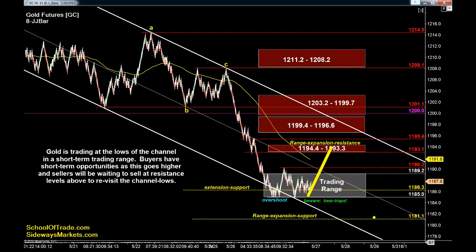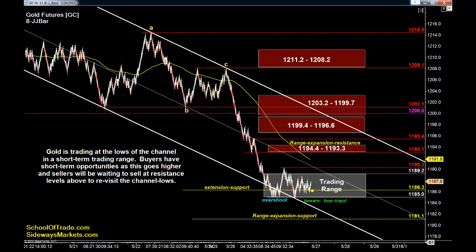The bears out there are going to want to look to sell at that 93, but again, the best tradable opportunities here on the gold are going to come selling that channel high. Whatever you do, be very careful right here selling these lows. You're going to definitely see some bear traps down there.